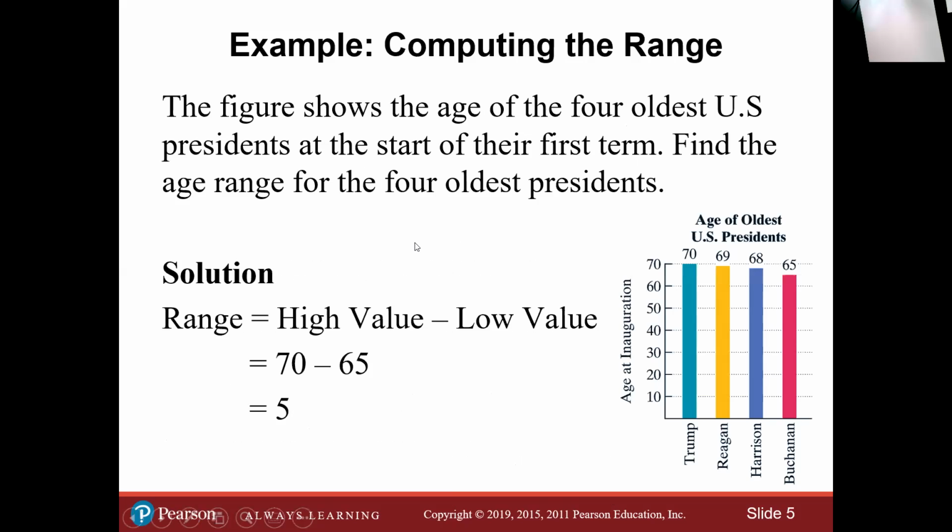So here, we're talking about the age of presidents. The figure shows the four oldest US presidents in their first term. Find the age range. Well, according to the graph, the oldest is Trump at 70, and the youngest is Buchanan at 65. So if we simply subtract those two, we have an age range of 5 years.